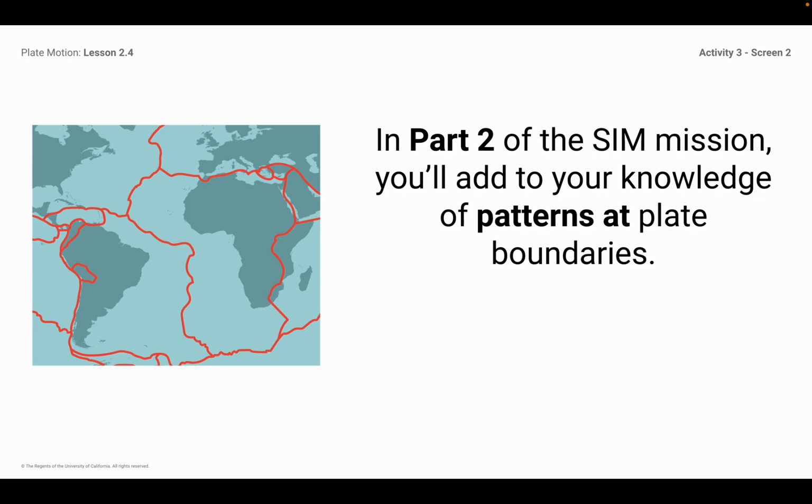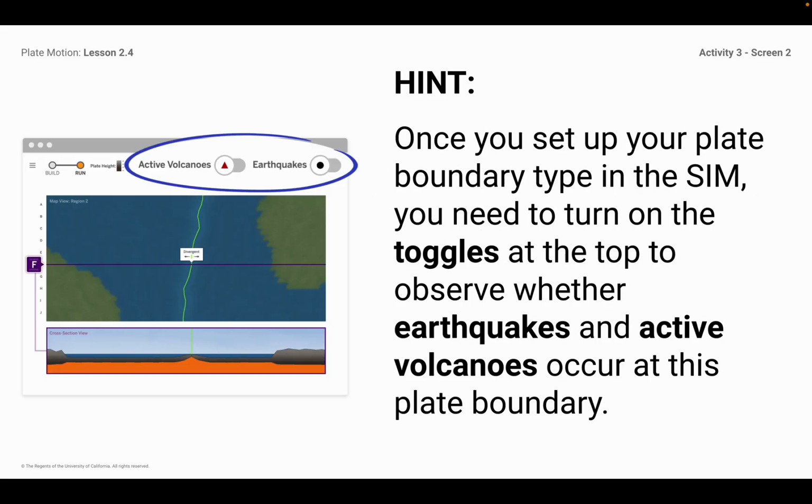And then you laid the earthquake map on top of that, and you were supposed to trace the dots. And we noticed then that earthquakes happen at or near plate boundaries. Well, we're going to test that now. Before you get going too far in this sim mission, make sure that once you set up your plate boundary type in the sim, you quickly toggle on the active volcanoes and the earthquakes toggles there. Notice, by the way, that this says not just volcanoes, but active volcanoes.